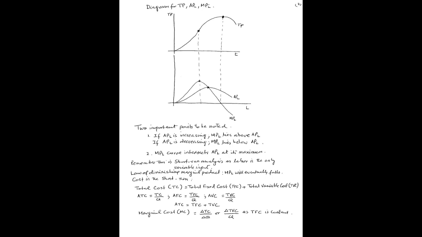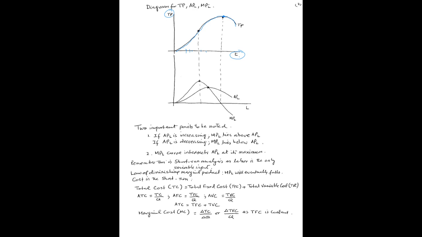Now look at these relationships. First, the total product curve. Here I have labor, and here I have total output. As you keep hiring more workers, output will definitely increase, but at a decreasing rate. So it increases, reaches a maximum, and then it starts decreasing. This is total product, always. And this is marginal product and average product.